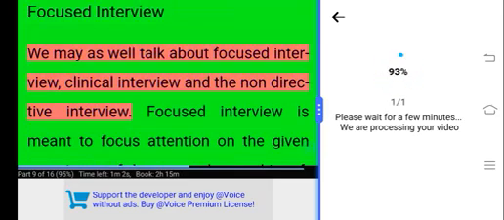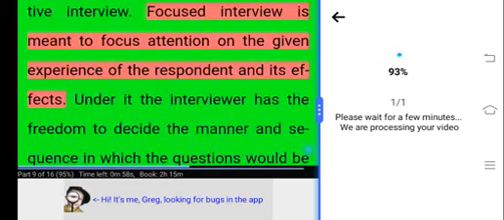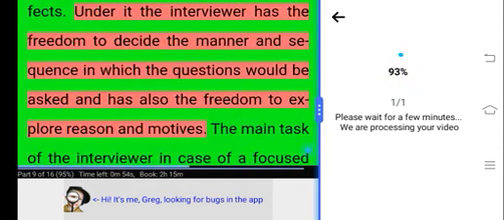Focused interview. We may as well talk about focused interview, clinical interview and the non-directive interview. Focused interview is meant to focus attention on the given experience of the respondent and its effects. Under it the interviewer has the freedom to decide the manner and sequence in which the questions would be asked and has also the freedom to explore reason and motives.